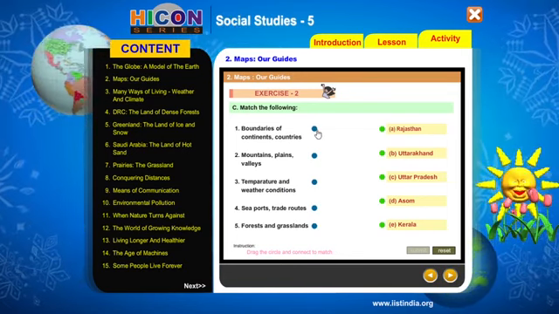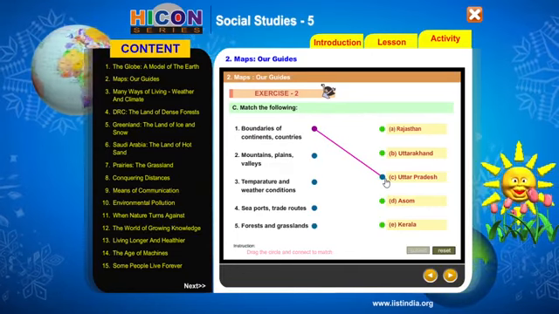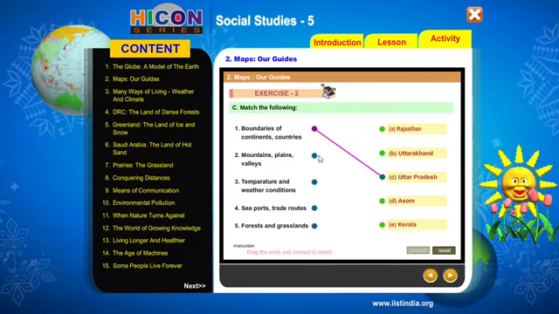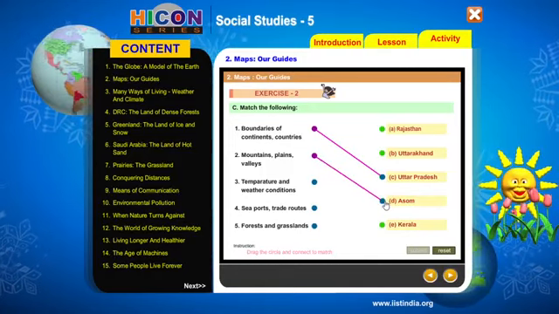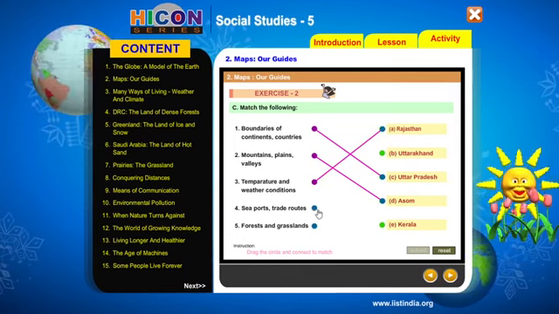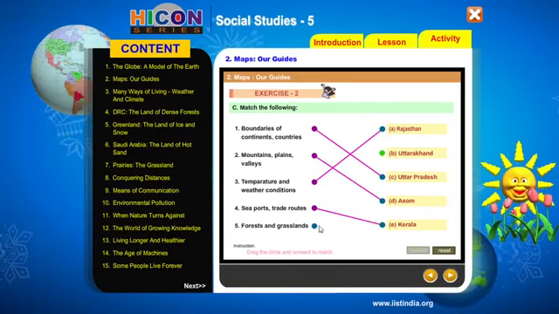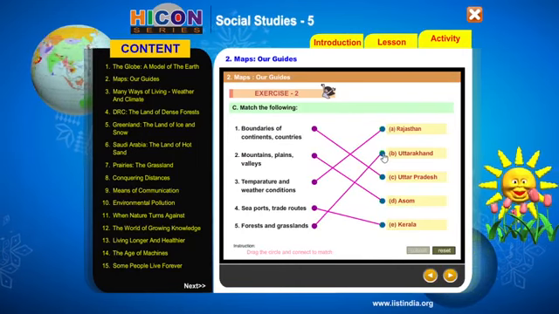So a state that comes to the boundary of a country can be Uttar Pradesh. Mountains, plains and valleys are there in Assam. Plenty of mountains, valleys and plains are also there. Temperature and weather conditions are severe in Rajasthan. Thar Desert is there. Seaports and trade routes are there from Kerala. Forest and grasslands are from Uttarakhand, right?